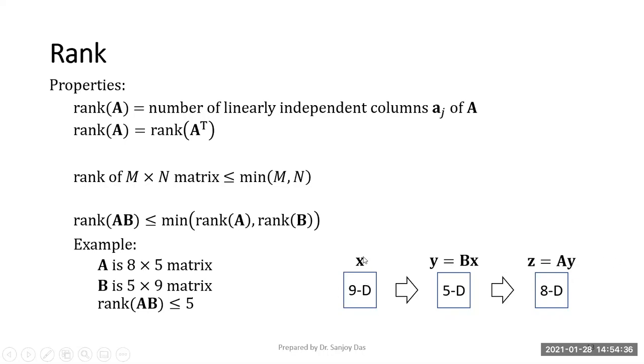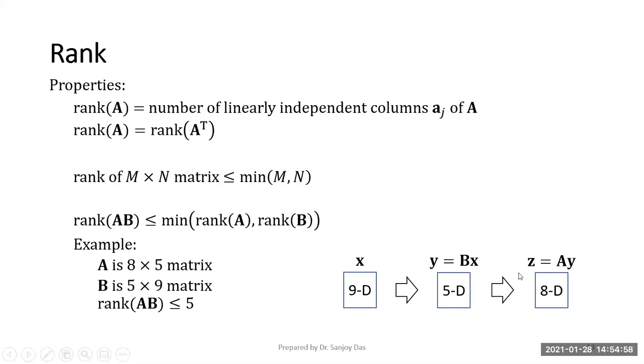So we take something that's 9-dimensional, compress it to 5 dimensions. We are getting rid of some kind of information, right? I'm using information in a very informal sense. And then we are trying to increase the dimensions from 5 to 8. And we cannot do that, right?